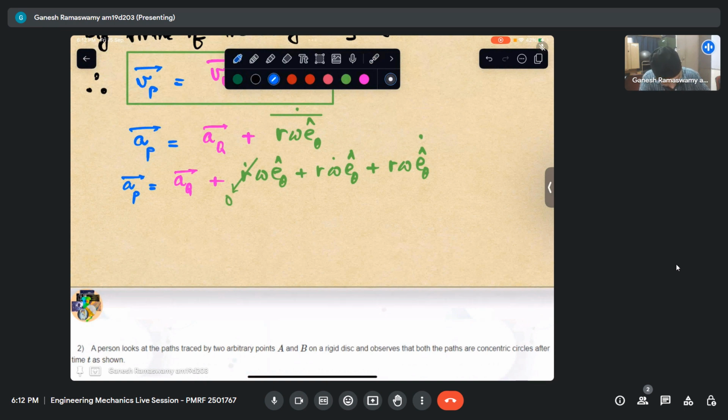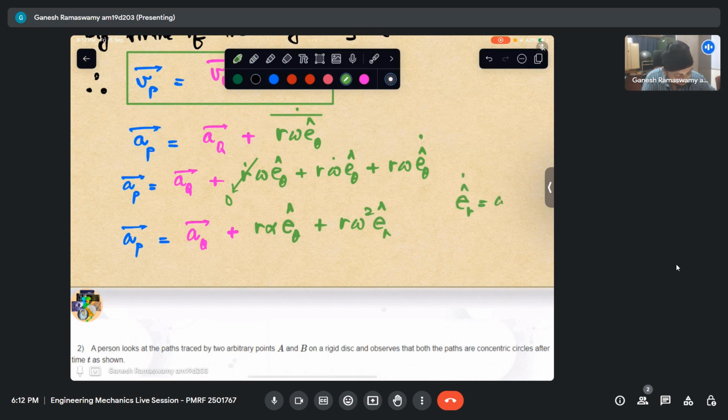So acceleration of P comes out as acceleration of Q plus r alpha e theta cap plus r omega squared e_r. How this came about? We know that e_r dot is omega e theta cap, and e theta cap dot is nothing but minus omega e_r. So essentially this should be minus. So we can see this is nothing but the tangential acceleration of that point.